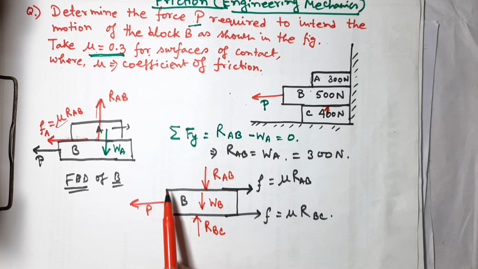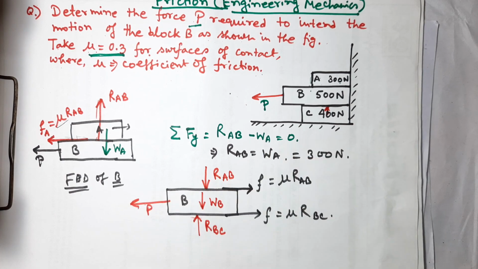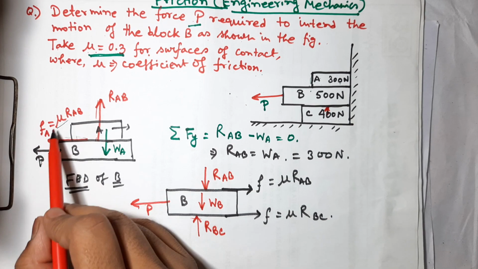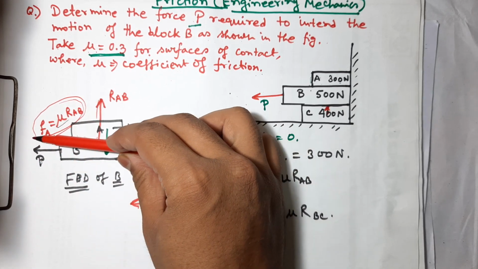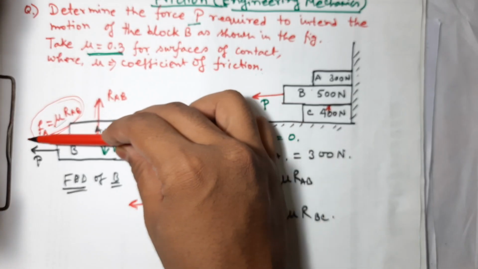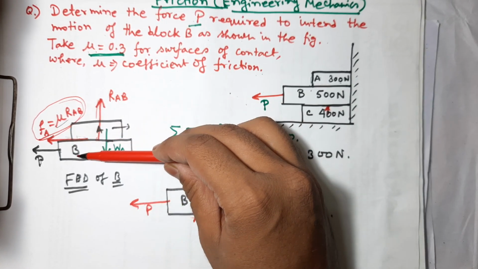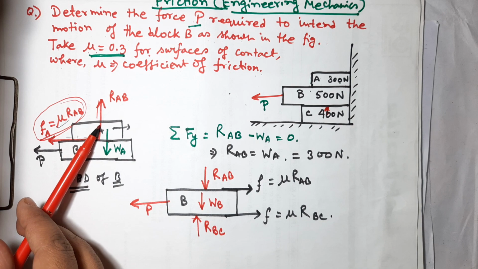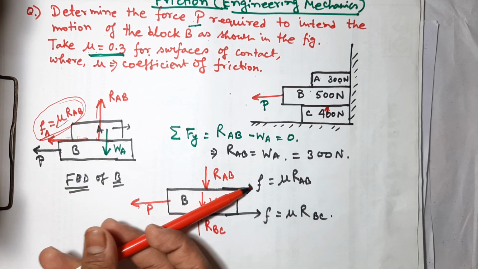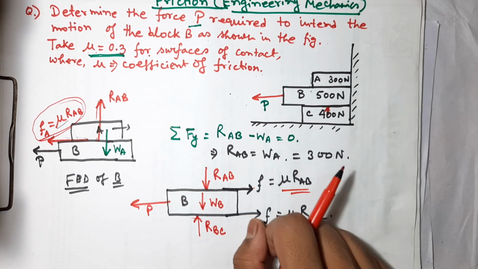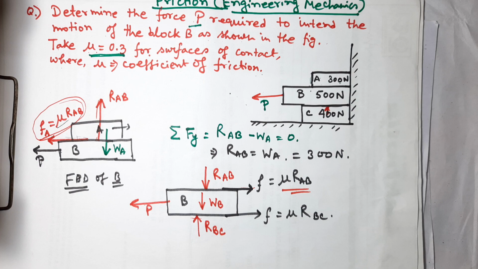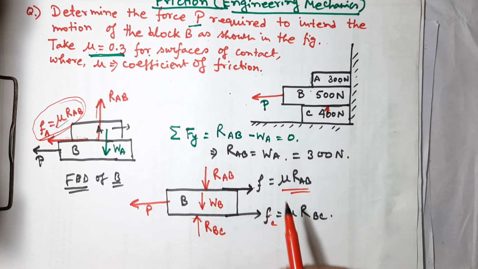This is the B block, okay? P force is acting in this direction. On the A block, frictional force is acting in this direction, and this frictional force is exerted by which block? The B block. In the same way, the A block will give a frictional force on the B block, in which direction? The opposite direction, right? Because of the movement of this B block. Same way, this frictional force is by the C block, right?